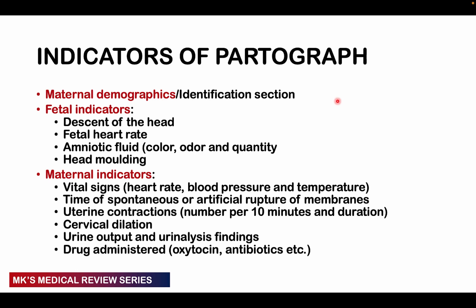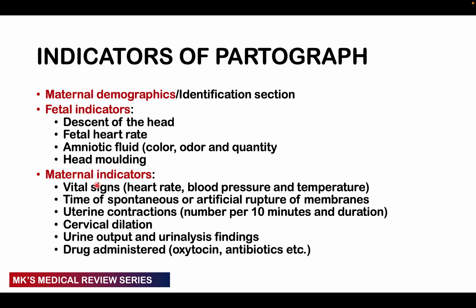So we have certain indicators on the Partograph, or rather I like to call these sections on the Partograph. We have the demographic section, the fetal indicators, and the maternal indicators. Fetal indicators are things like the descent of the head, the fetal heart rate, and amniotic fluid, which consists of the color, the odor, the quantity, as well as the presence of molding.